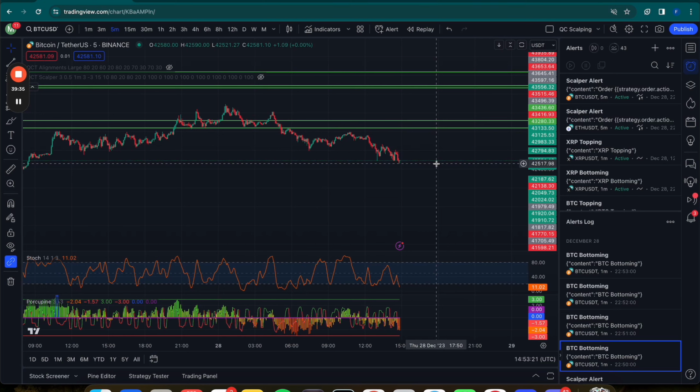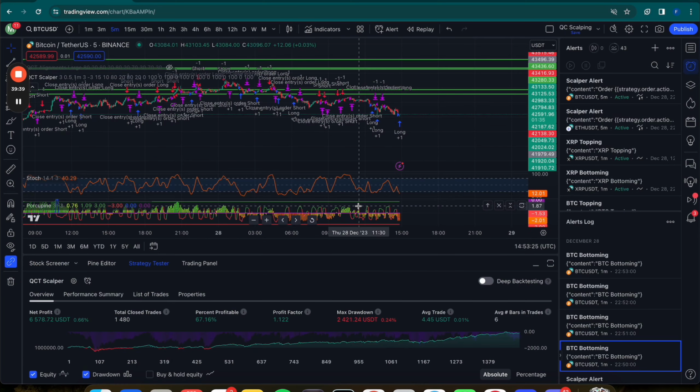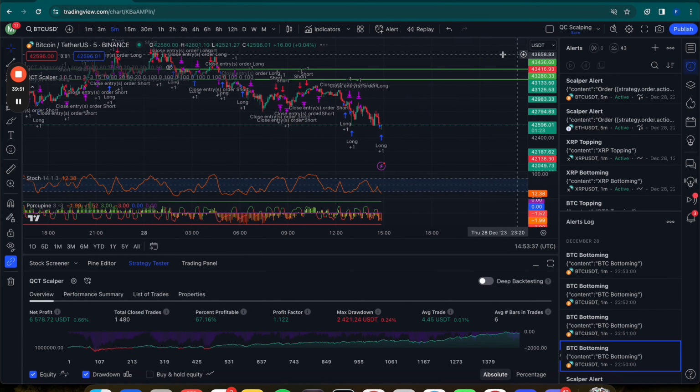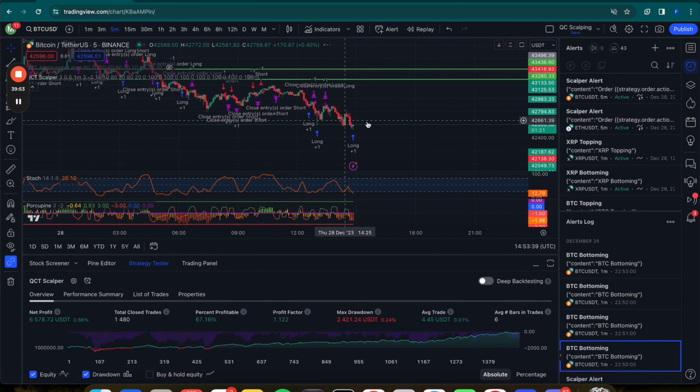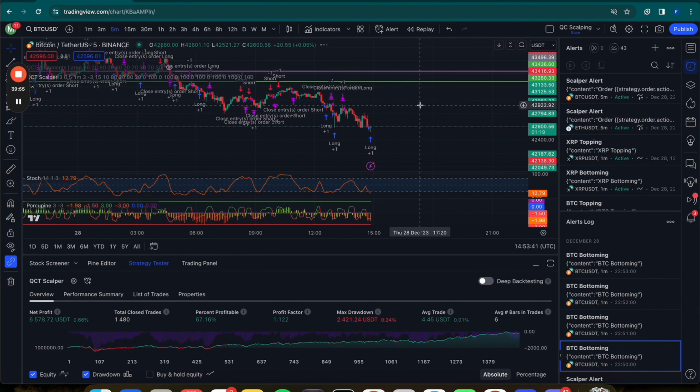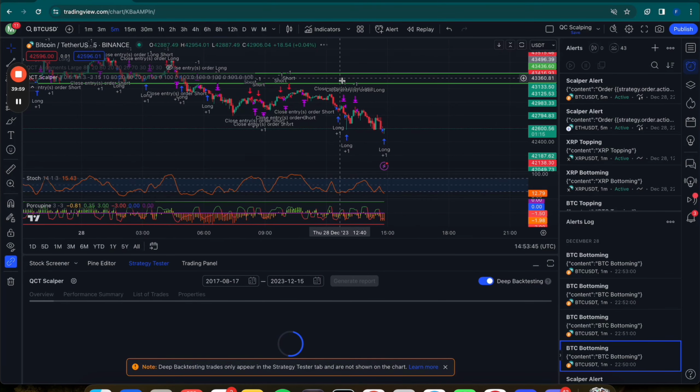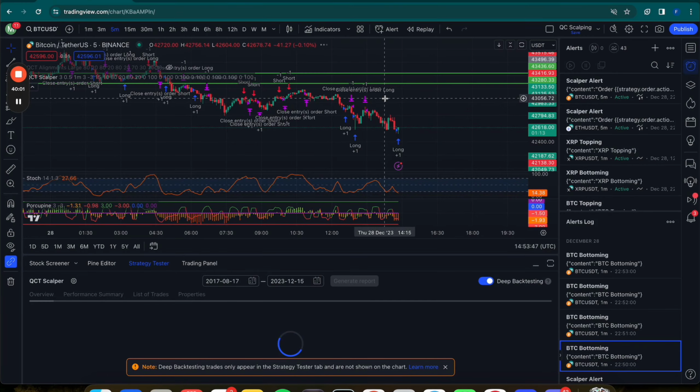And overall, we can just look at the scalper. Overall, the scalper is looking really good, right? So this is over the past 2 months or something like that. If I turn on the deep backtesting, if it ever loads, it would be at 200 grand or something like that. So, pretty solid.